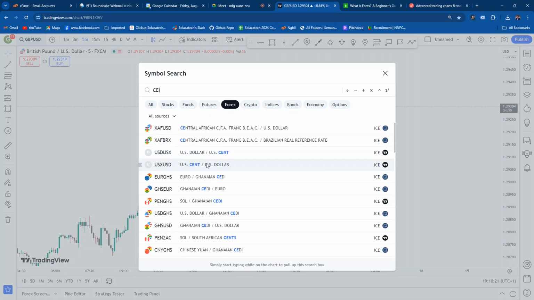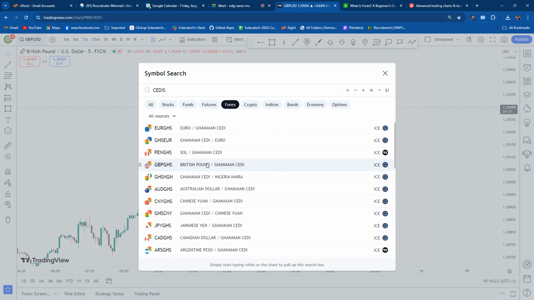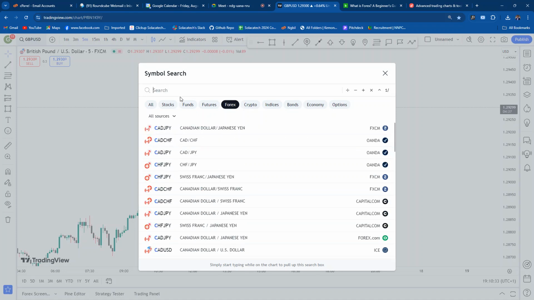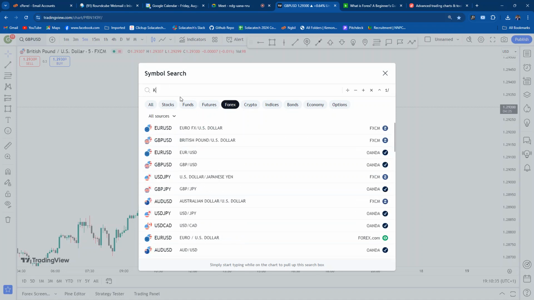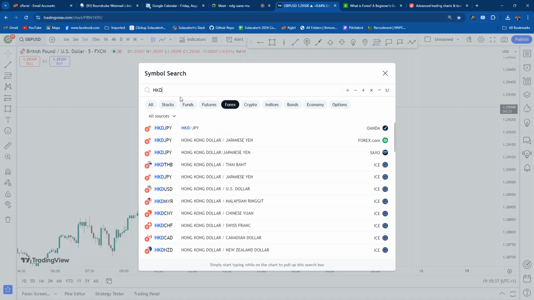let's see cedis. Yeah, so you see, this is it. GHS is used for Ghana cedis. If you want to check, Hong Kong uses dollar too. HKD. All right, this is it. So that's it.